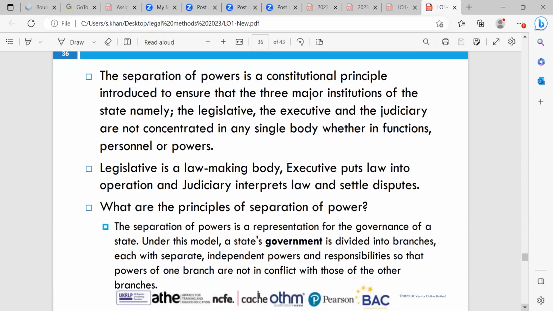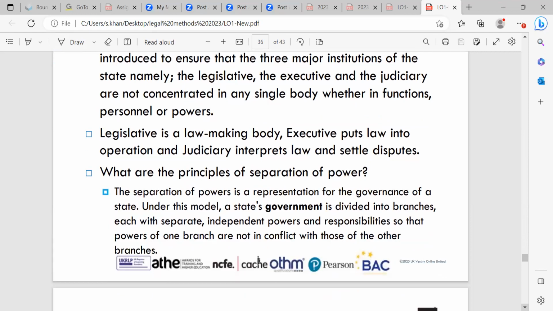What are the principles of separation of powers? The separation of powers is a model for the governance of the state. Under this model, a state's government is divided into branches, each with separate independent powers and responsibilities, so that the powers of one branch are not in conflict with those of the other.